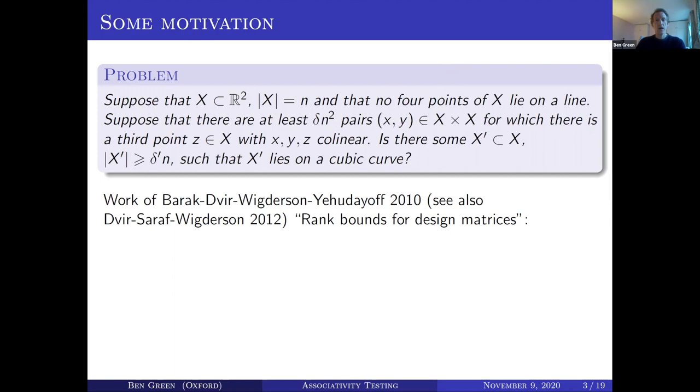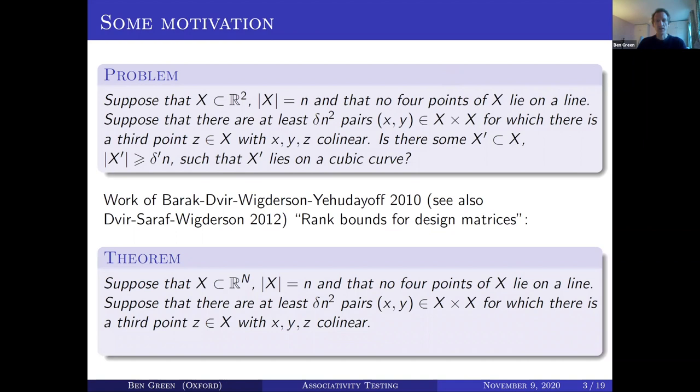But this problem is very reminiscent of work that I think quite a few of you will know about. This is work of Barak, Dvir, Wigderson, and Yehudayoff from 10 years or so ago, which was then updated a bit by Dvir, Saraf, and Wigderson a couple of years later. This is work on rank bounds for design matrices with applications in combinatorial geometry. So they proved the following theorem. Actually, they proved something a bit more precise than this, but this is the flavor of what they prove.